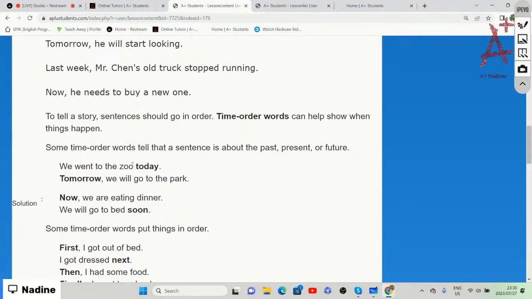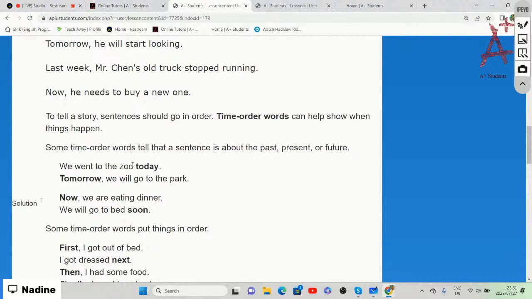And here we have a few examples. We went to the zoo today. Today, right? So today is already our time order word. Then we can say tomorrow we will go to the park. So there's basically two time order words or sentences within that sentence.